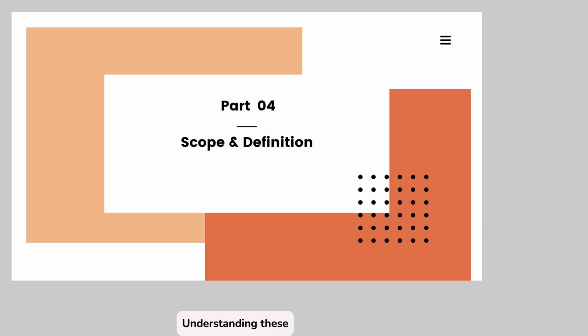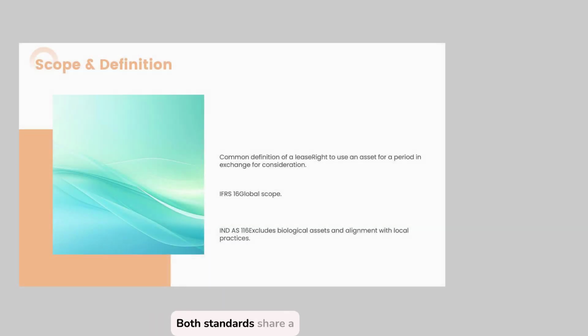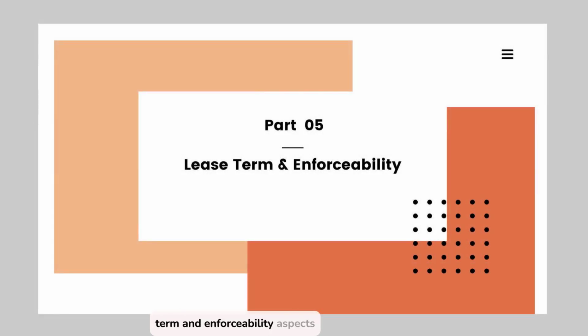Here we will examine the scope and definitions of leases under both standards. Understanding these foundational elements is crucial for proper application. Both standards share a common definition of a lease: the right to use an asset for a period in exchange for consideration. IFRS 16 has a global scope, whereas IND AS 116 specifically excludes biological assets and aligns with local Indian practices.